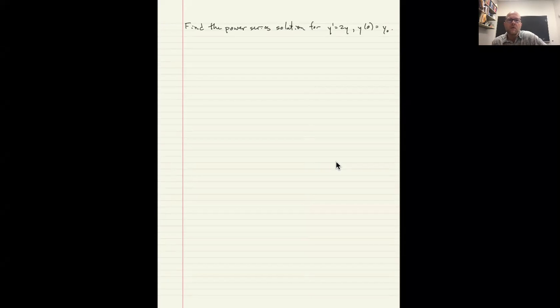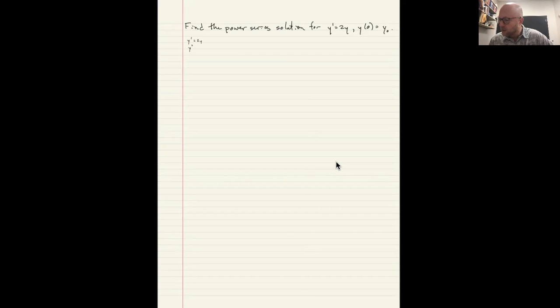but we're looking at finding a power series solution to the differential equation y prime equals 2y. And I'm going to add on there that y of 0 equals y sub naught. Were I doing this in class, I would have just said that. So it doesn't appear on the paper, but it is a part of the problem.